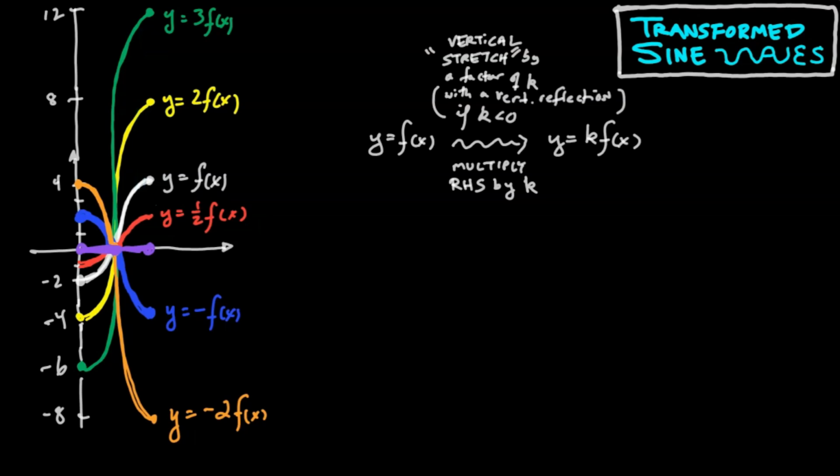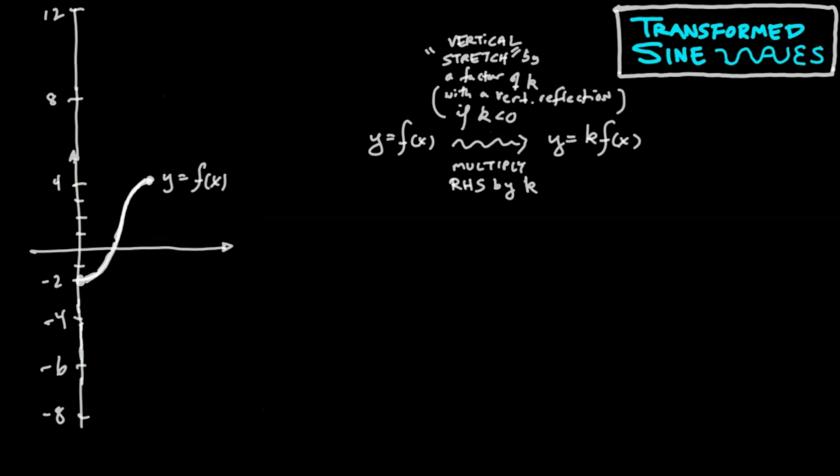Okay, so that really tells you everything that can happen when you start with y equals f of x and multiply the right-hand side by k. This algebraic move corresponds to this geometric transformation. A vertical stretch, possibly accompanied by a reflection if k was negative.